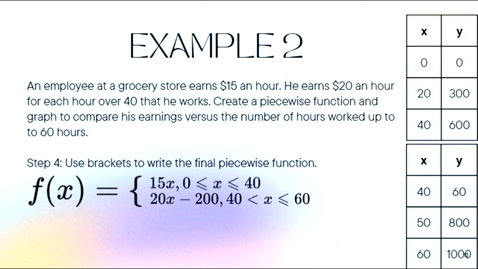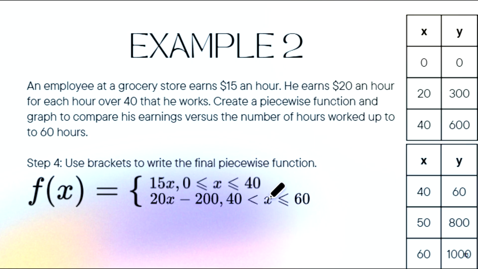Okay. So step 4, use brackets to write the final piecewise function. We have f of x equals and an opening bracket. Then within that opening bracket, we have our first formula, which is 15x. And then we have our domain. x is greater than or equal to 0 and less than or equal to 40. We have our second formula, which is 20x minus 200.